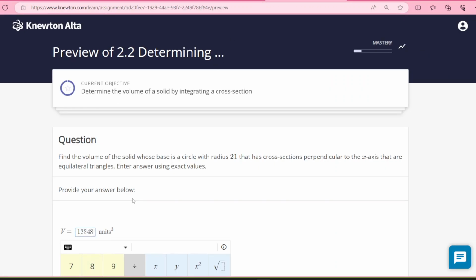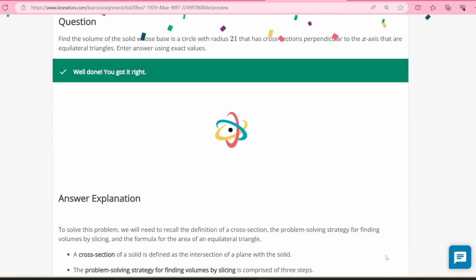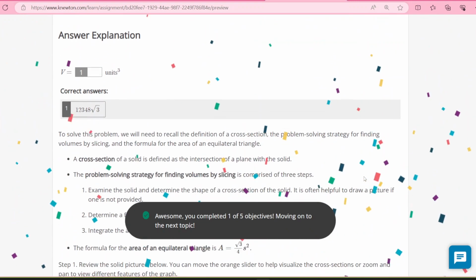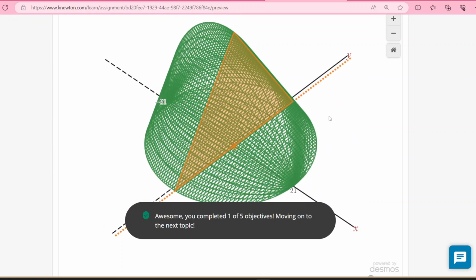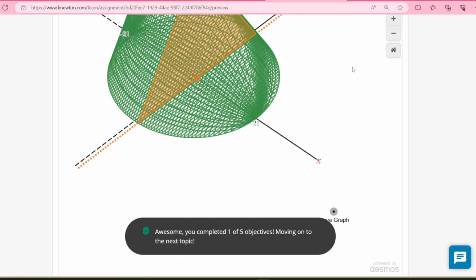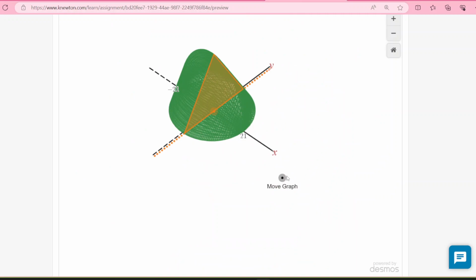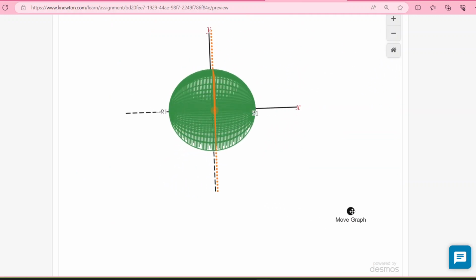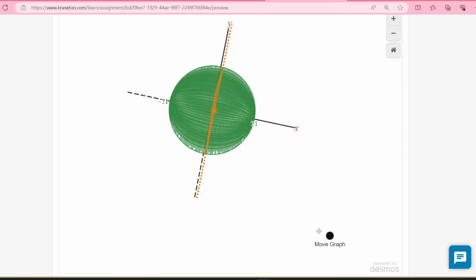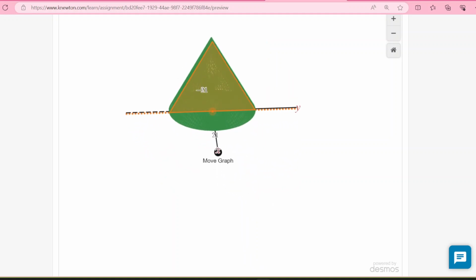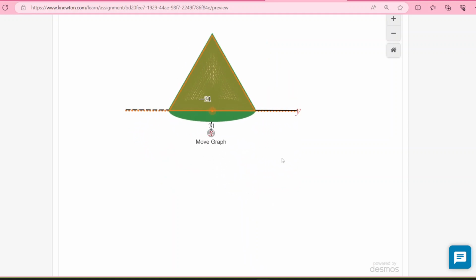12,348 times the square root of 3 cubic units. All right, great. And again, they have the picture. They probably have the shape down here, right? If I look at it from above, you can see the circular region that we were starting off with, a radius of 21, center at the origin. And if I look at it from the right side, you see these equilateral triangle cross sections.